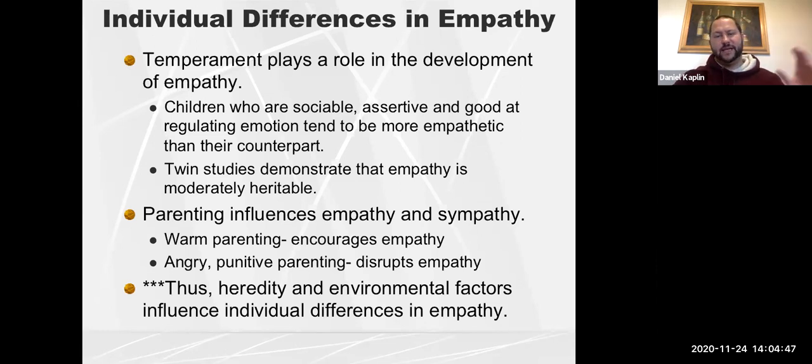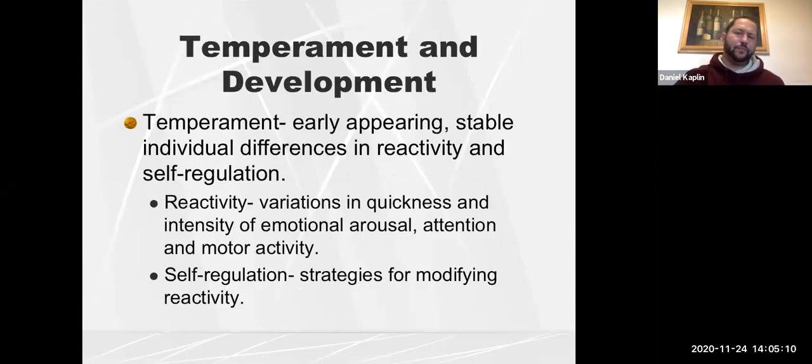So that's the nature side of things, but not just temperament, but the environmental factors play a role too. So things like parenting. So if you have warm parenting, that's going to encourage empathy. Harsh, angry, and punitive parents, they're going to disrupt empathy. So on this slide, you're seeing the interplay between nature and nurture.